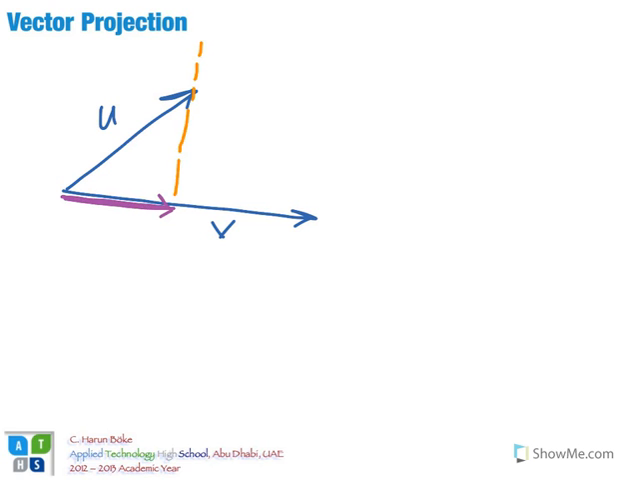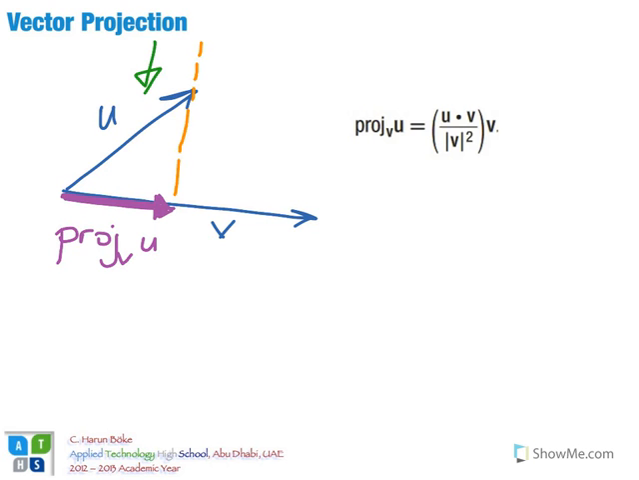Okay? So it is like if you give light from the top to the vector u, the shadow on v will be like that. It will be here. That's the idea. So this is called the projection of u on v. That's how we show it. And the formula for it is the dot product of the vectors u and v divided by the square of the magnitude of v, and this is multiplied by the vector v.